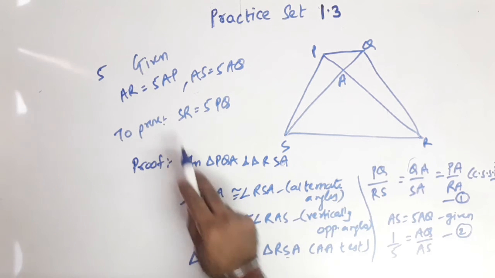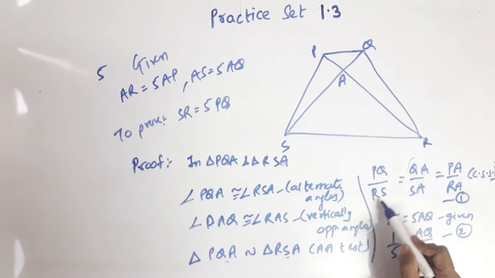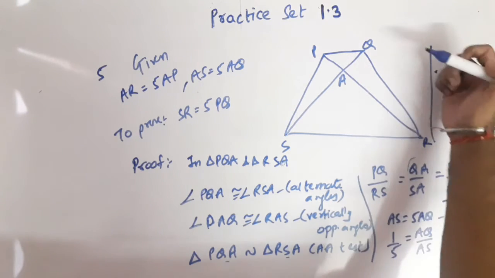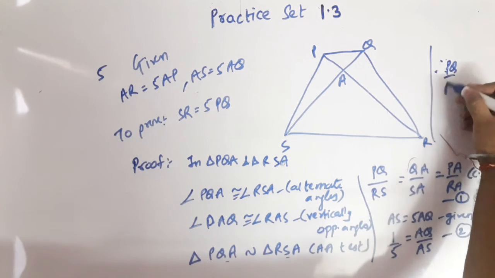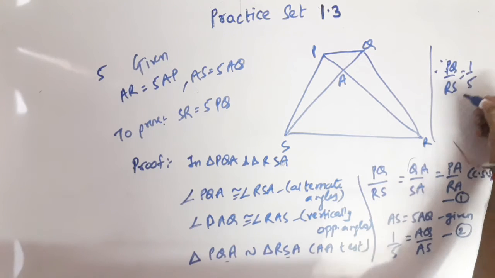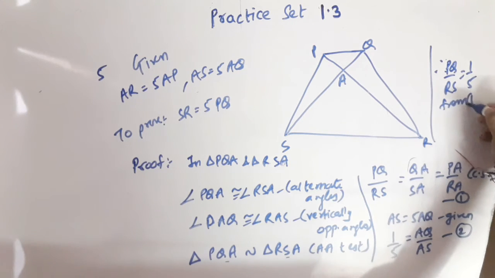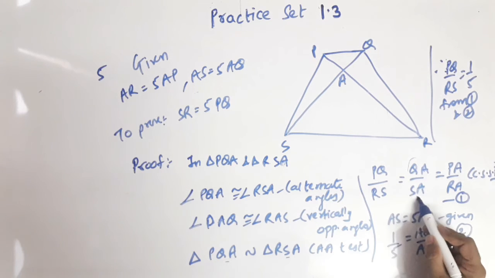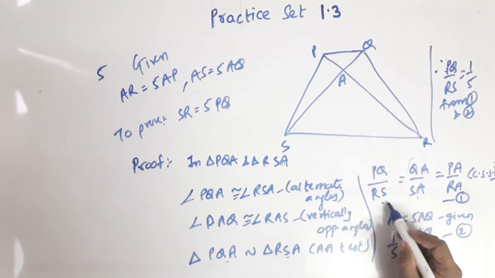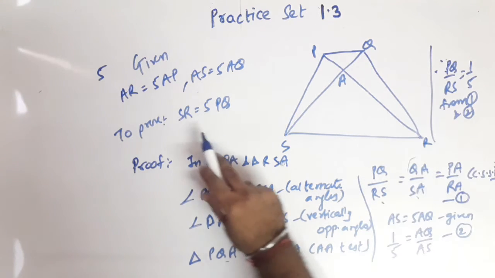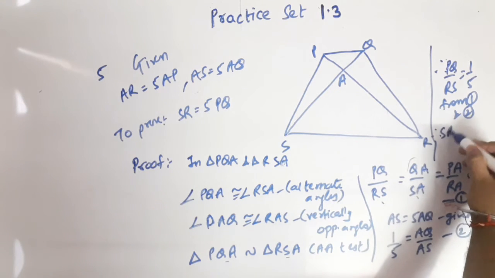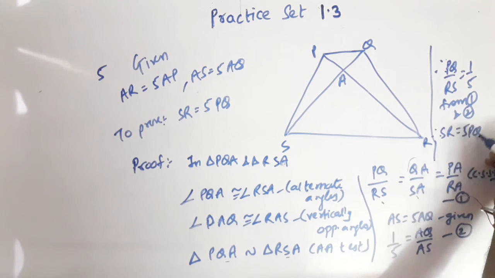So I can also write this SR and PQ. I'll take SR and PQ. Okay, you can see PQ upon RS. So I'll write here, therefore PQ upon RS is also 1 upon 5. This is from 1 and 2. Okay, because this is 1 upon 5, it is given, so this will also become 1 upon 5, and if you cross multiply this, you will get this. Okay, therefore SR equals to 5 times PQ.